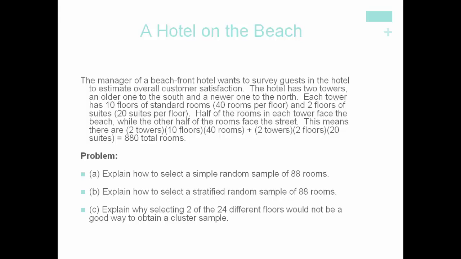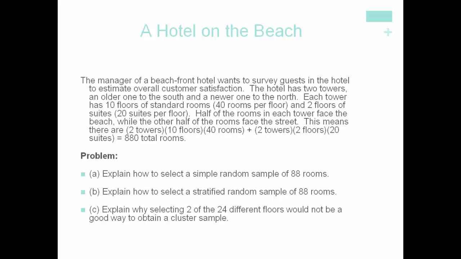So, first question. Explain how to select a simple random sample of 88 rooms for this problem for the hotel. So the first thing we would want to do again is just look at what we are trying to use for our surveying sample. In this case, we're using a simple random sample in order to figure out our answer. This one is very straightforward, like the other example that we already looked at.